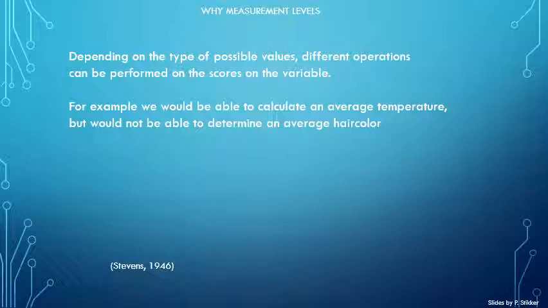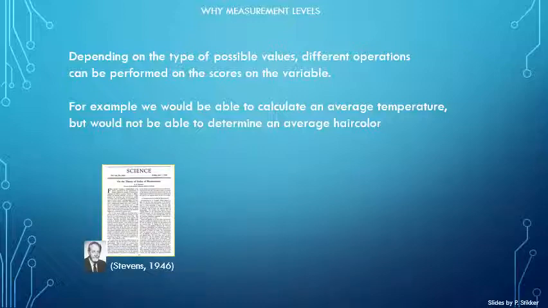So there are different ways to categorize variables, and the one that's still most frequently used is one that was designed by Mr. Stevens in an article from Science from 1946, and he categorizes it into 4 different categories: nominal, ordinal, interval, and ratio.